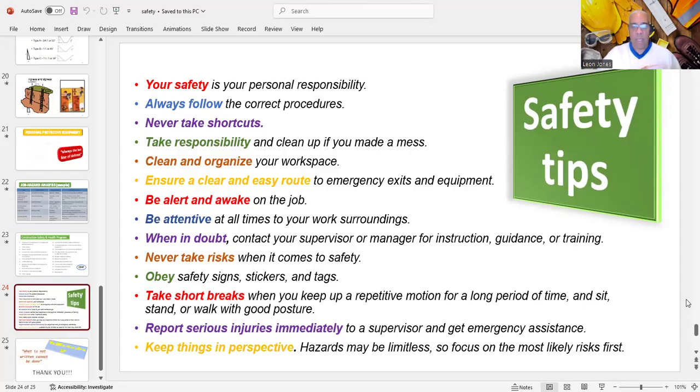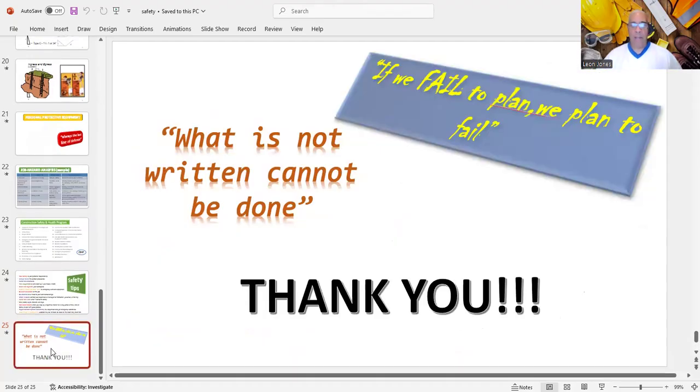Also, keep things in perspective. Hazards may be limitless, so focus on the most likely risk first. And if we fail to plan, we plan to fail. What is not written cannot be done.